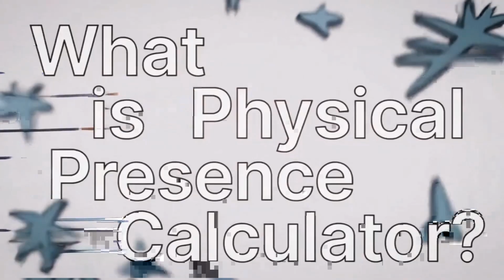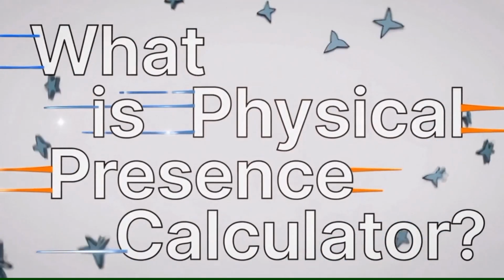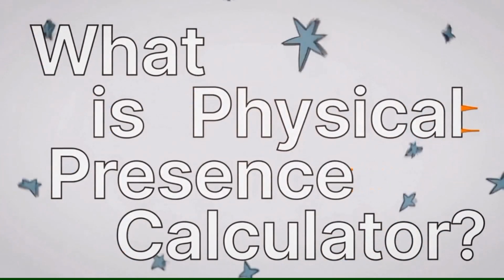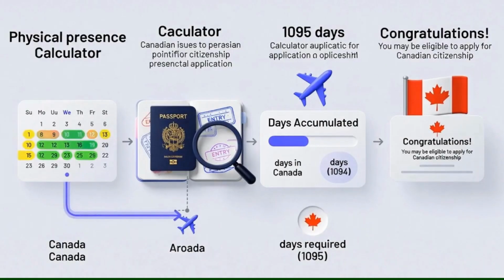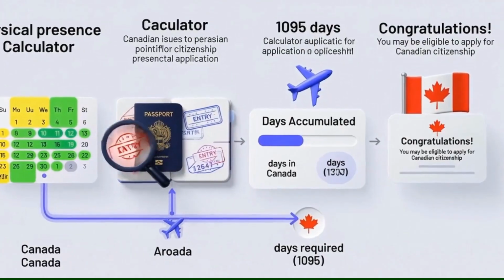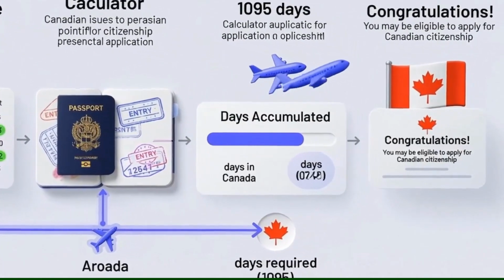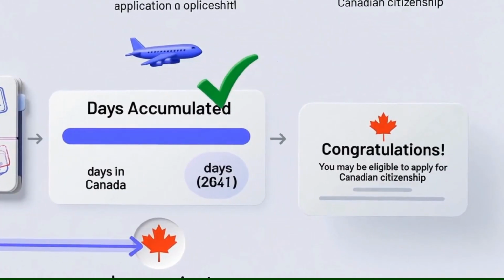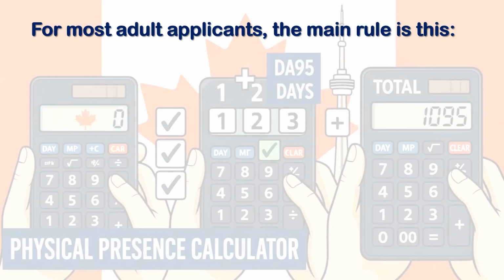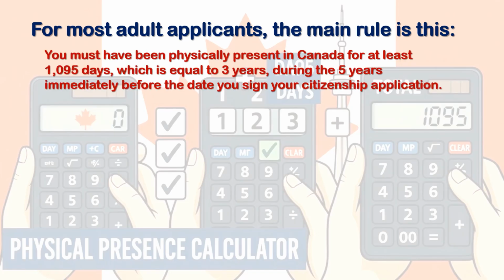Let's begin. First, let's understand the basic concept: what is a physical presence calculator? The physical presence calculator is the tool used to determine whether you have spent enough time physically in Canada to qualify for citizenship. IRCC recommends using the online calculator, printing the completed calculation, and including that printout with your application. For most adult applicants, the main rule is this: you must have been physically present in Canada for at least 1095 days, which is equal to 3 years, during the 5 years immediately before the date you sign your citizenship application.